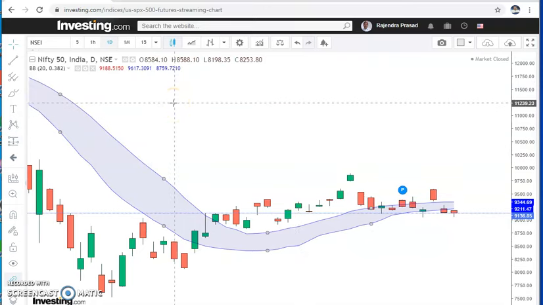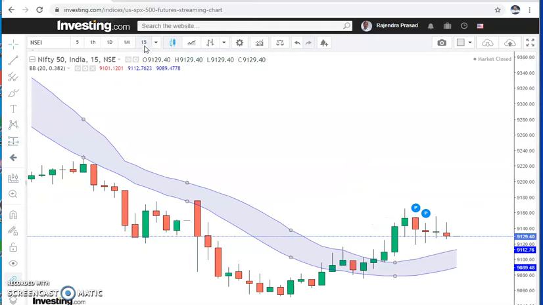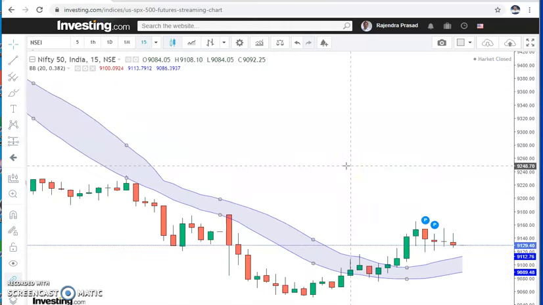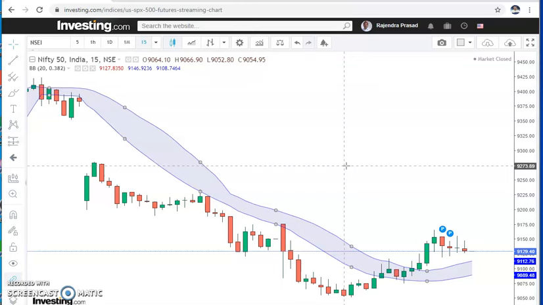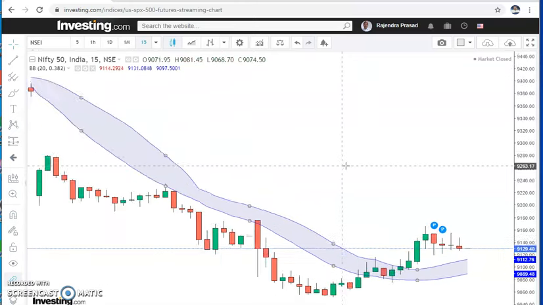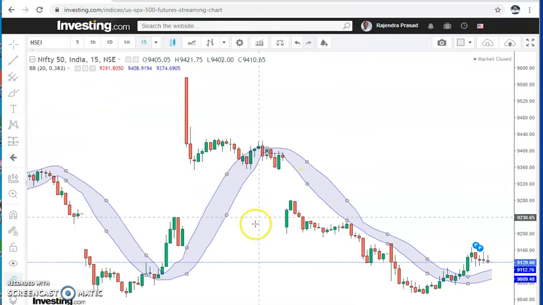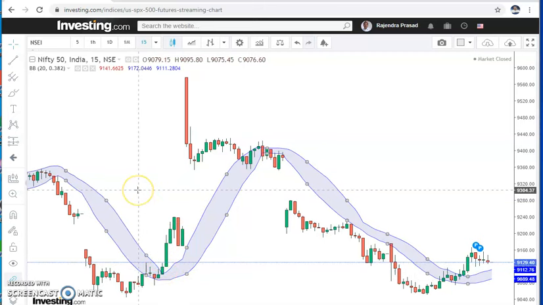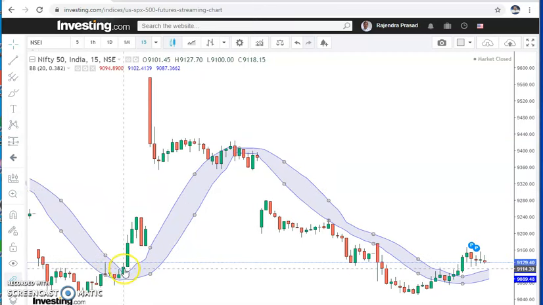Now for intraday, we are supposed to use the 15 minutes chart. So I have plotted the 15 minutes chart. My trade plan is very simple. The 15 minutes candle should close above the band. If the price closes above the band, I'll buy here. This is my buying area. The candle should close above this band, and keep a stop loss at the candle which closed below the band.